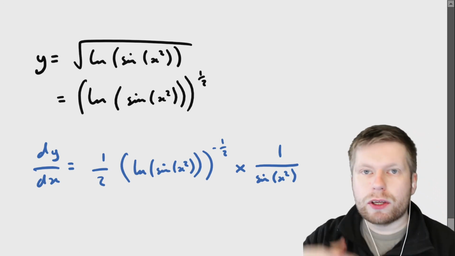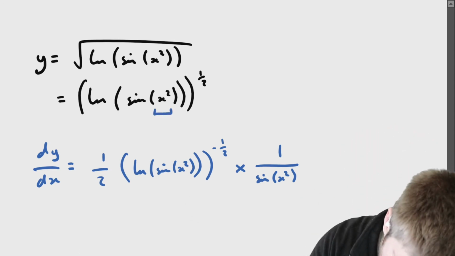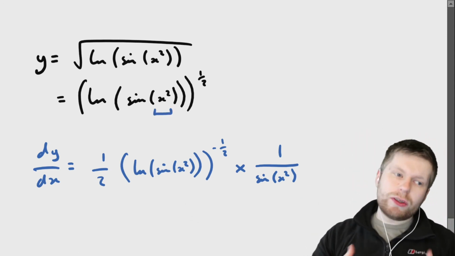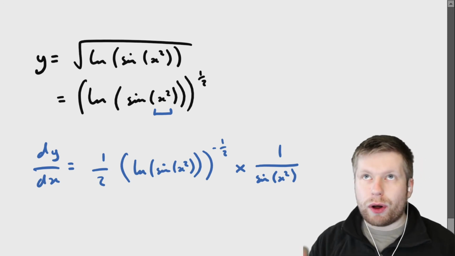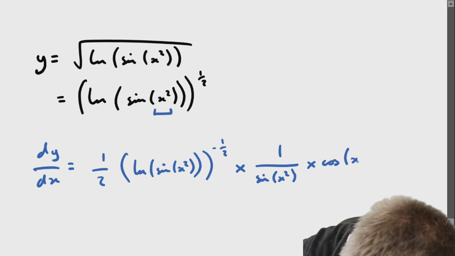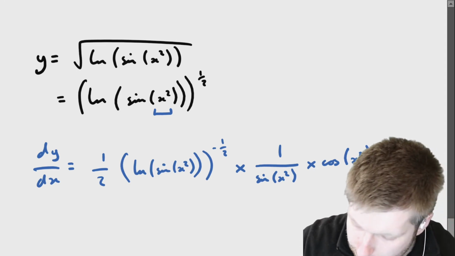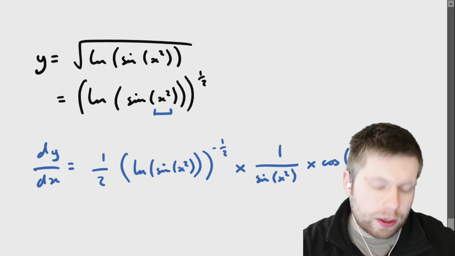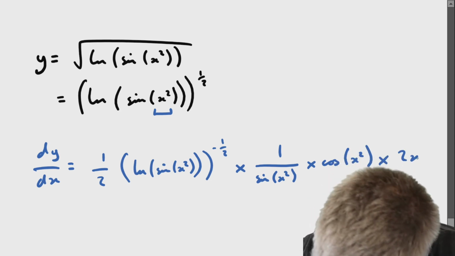So let's think. The derivative of sine x squared, well, now my inside function is the x squared. So the derivative of sine, let's think, it becomes cos. Okay, so I'm going to multiply by cos. I'm going to leave the inside function alone, which is x squared. And I'm going to multiply it then by the derivative of the inside function. So the derivative of x squared, that's 2x.